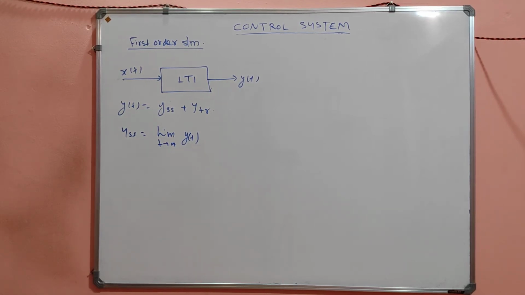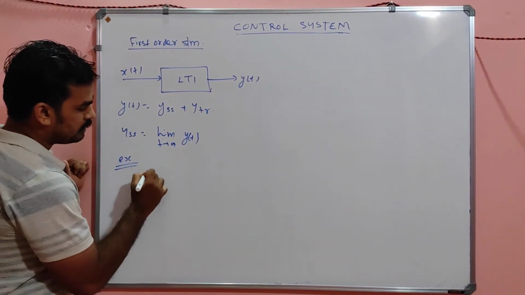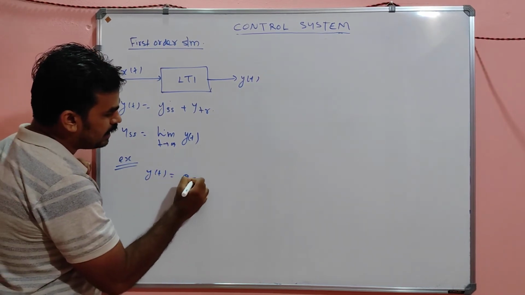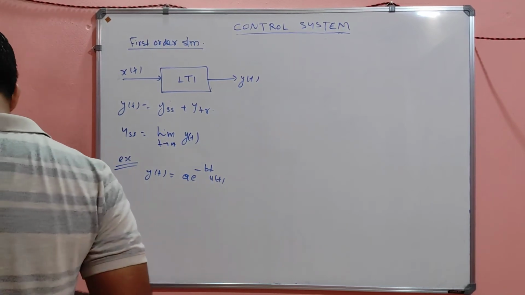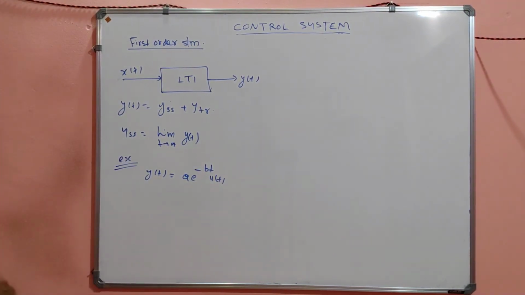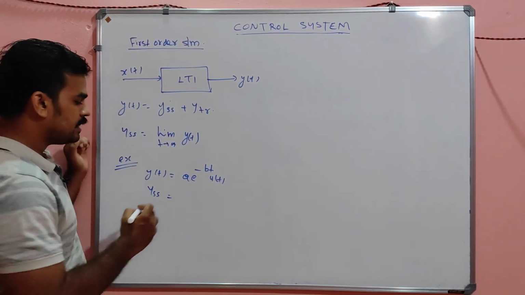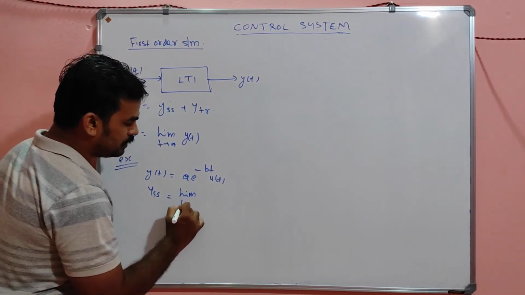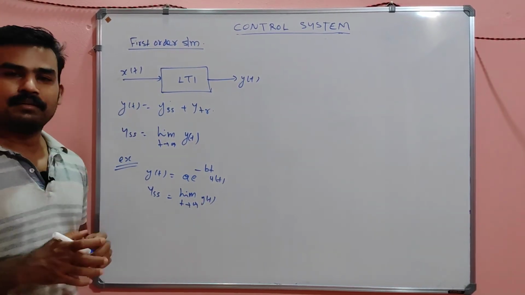Okay. For example, suppose y of t is equal to A e raised to minus bt into u of t. Then what is its steady state value? The steady state value is nothing but, my dear, I already told you, the limit as t tends to infinity of y of t.